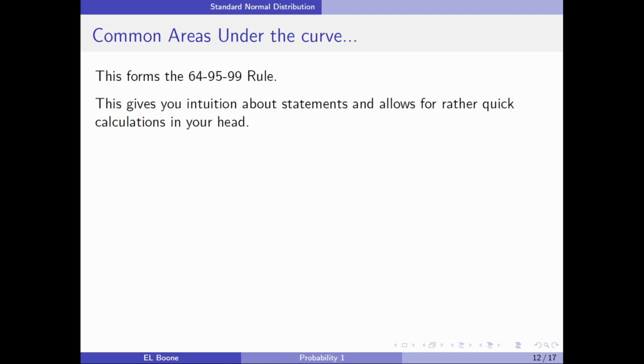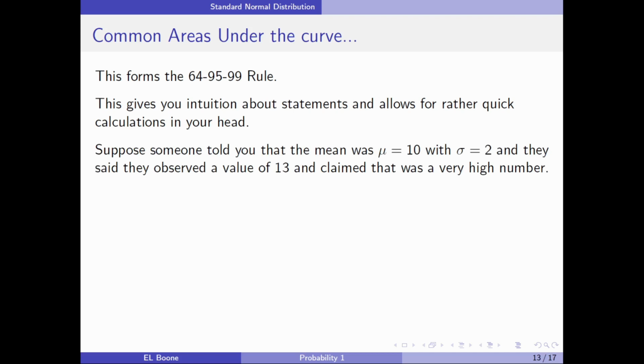And I've seen students learn this, and they're like, I don't have any idea what you're talking about with this. The whole point of this thing is it gives you intuition about what may or may not be a reasonable value. Okay? And you can do these calculations rather quickly in your head or easily on a calculator. So let's look at a couple examples of this.